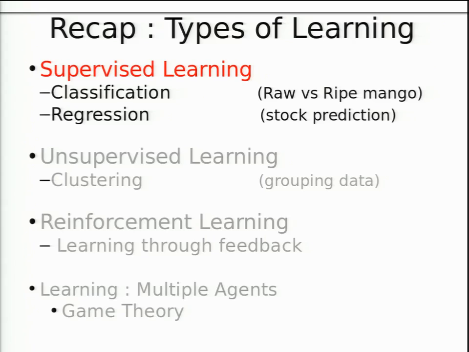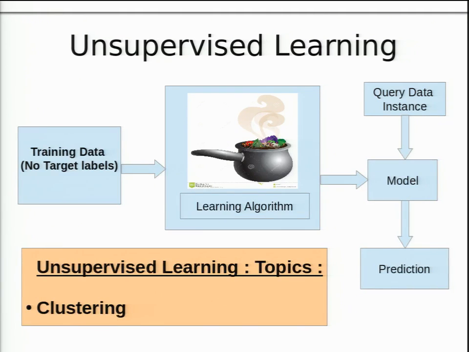So we've looked at two forms of supervised learning, which is classification and regression. Now we're going to look at unsupervised learning. Unsupervised learning is very similar to what we have seen earlier. The difference, though, is that with the training data, you do not have any class labels or target labels. Everything else is the same.